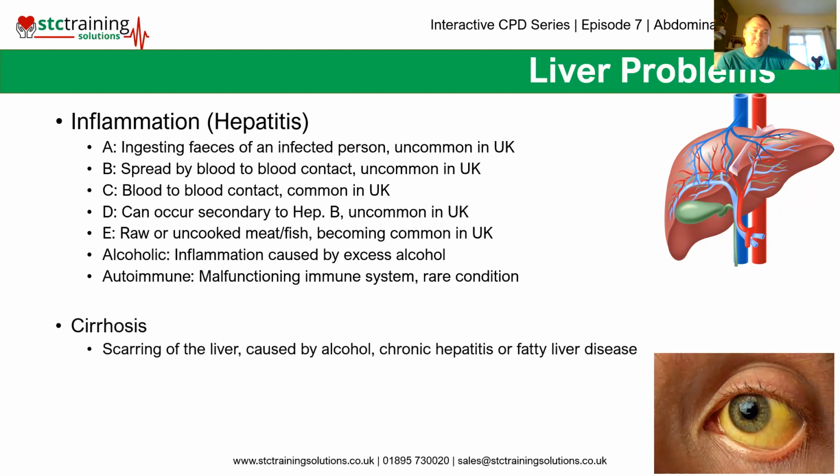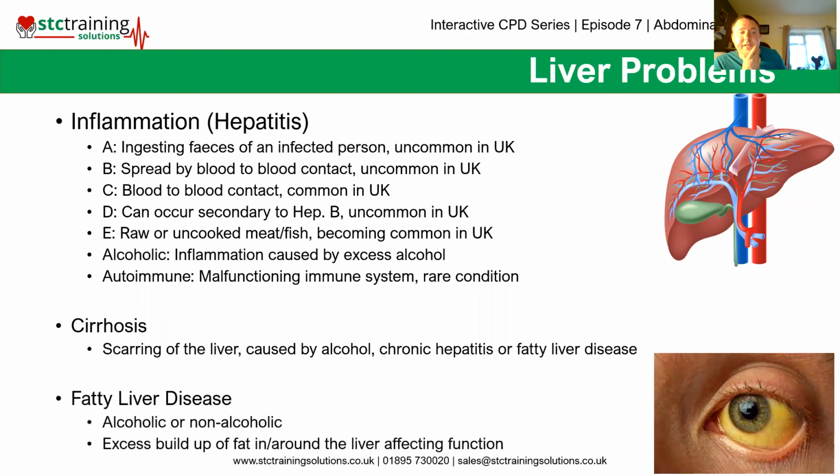So cirrhosis. Cirrhosis is scarring of the liver. Its main causes in the Western world anyway are alcohol abuse, chronic hepatitis, so from B or C, and fatty liver disease. Fatty liver disease can be either alcoholic or non-alcoholic. Non-alcoholic is the most common, and that's mainly obese patients. One of the places where excess fat is stored is around the liver. If the liver becomes enlarged because of excess fat deposits, sometimes its function can reduce and it becomes scarred, i.e. cirrhosis can develop as a result. So that's hepatitis, cirrhosis, and fatty liver disease.